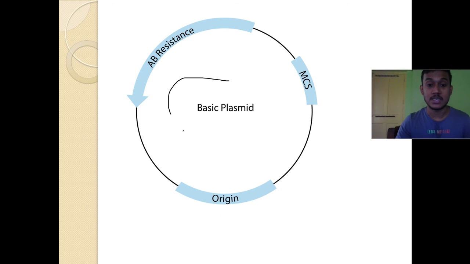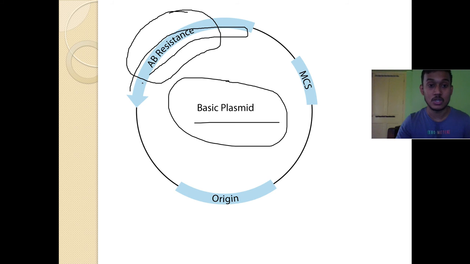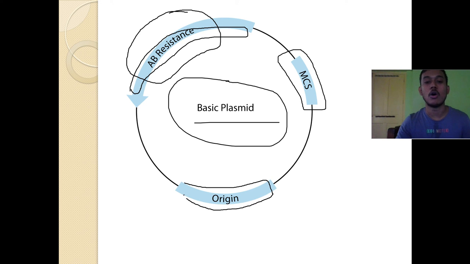So this is a basic plasmid, or a cloning vector, you can say. This is how it looks. This is the antibiotic resistance gene, the place where we can find these particular genes for identification of recombinant or transformed cells. Then we have the multiple cloning sites, and then we have the replication site, or the origin of replication.